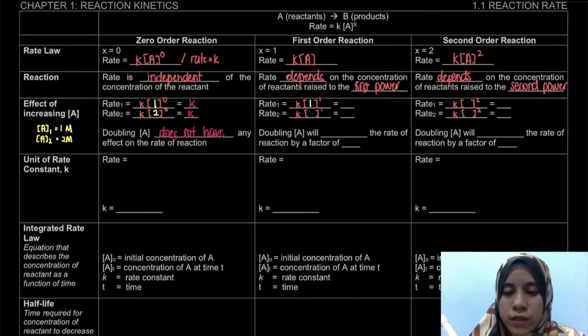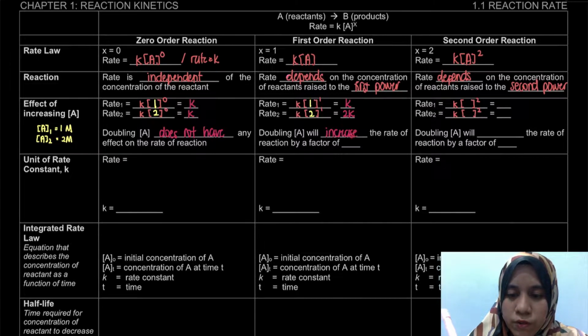But for the second rate, the concentration will become 2. So what will be the rate? For rate 1, it will become K. And for rate 2, it will become 2K. So what happened here is that doubling the concentration of our reactant will increase the reaction rate by a factor of 2, because it goes from K to 2K.